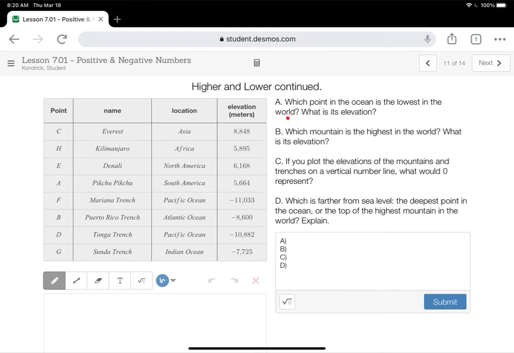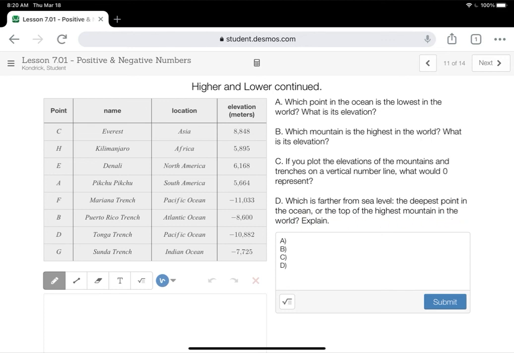For B, the mountain which is tallest in the world was the one that was the furthest from zero in the positive direction, and in that case, that was Everest. For C, if you plot the elevations of the mountain and the trenches on a vertical number line, what does 0 represent? 0 represents sea level, or being right at where the ocean is. So not a rock above or a depth of the sea, it would be right at the level of the sea.